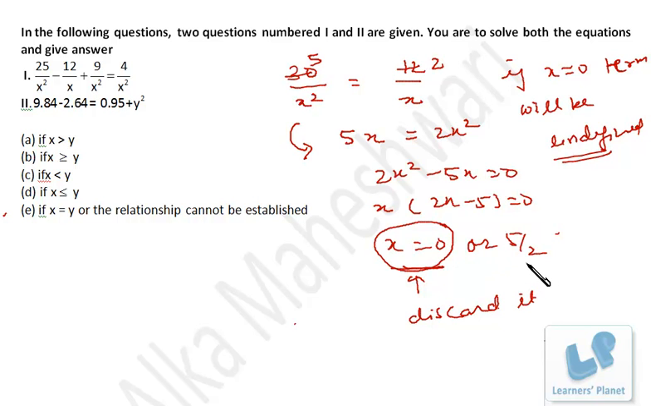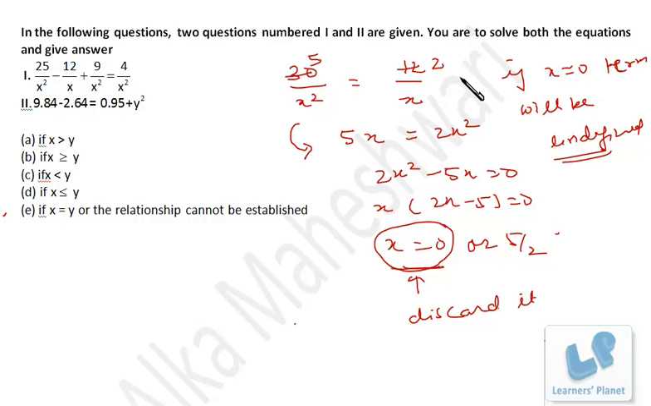So we got a single value of x, that is 5/2, but we discarded x equals 0 because in the denominator x cannot be 0. The denominator cannot be 0, but we are not going to cancel this x square by this x. Okay, so there is a difference between the two. Be very, very clear.